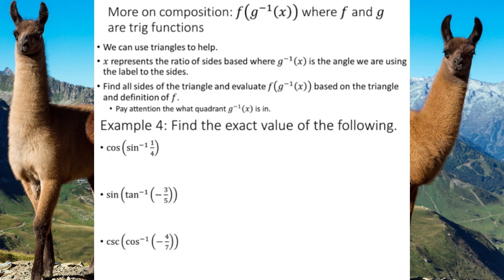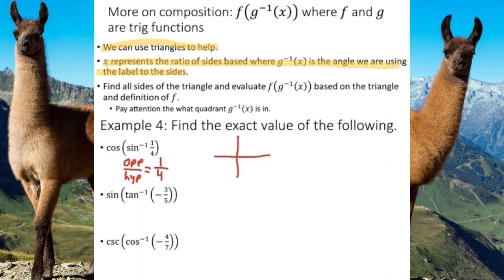In order to help us evaluate, we're actually going to use triangles to help us figure out these values. When we're making our triangles, keep in mind that x represents the ratio of sides based on where g inverse of x is the angle that we are using to label the sides of the triangle. So what do I mean by that? If we look at the sine inverse, recall that sine is opposite over hypotenuse. So our ratio for opposite over hypotenuse in our triangle that we're going to make is 1/4. Now, this is going to allow us to start to make a picture. Now, as we make our picture, we're not just going to draw any triangle anywhere.